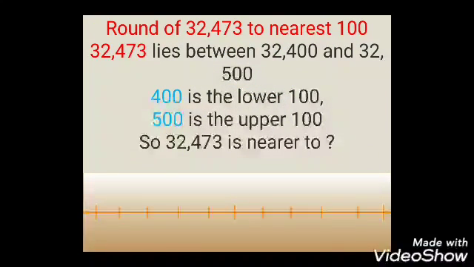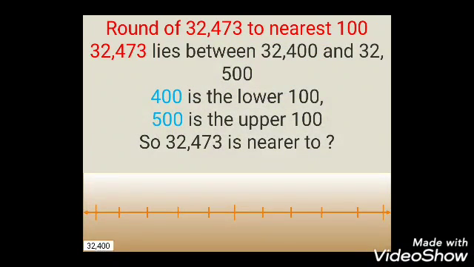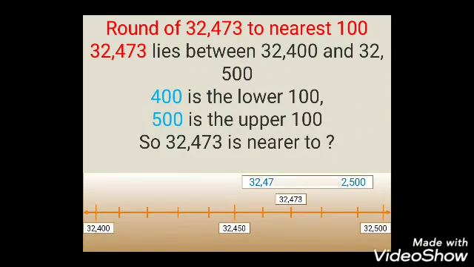So round off 32,473 to the nearest 100. Here the lower 100 is 400 and the upper is 500. Let us place it on the number line, and we find out that 32,473 is nearer to 32,500.